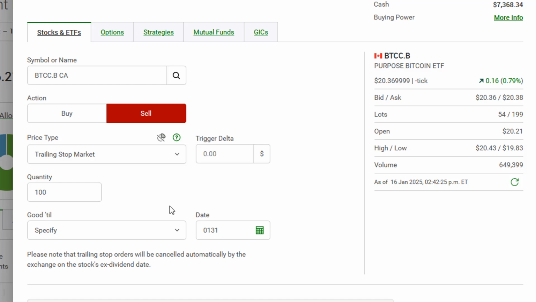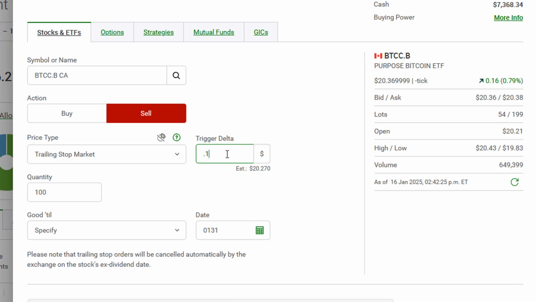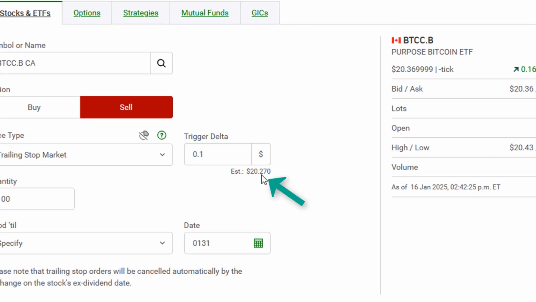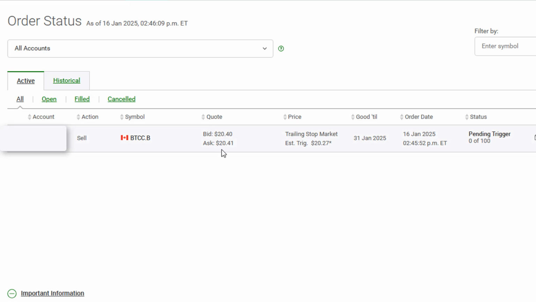TD doesn't let you set an initial stop price. So all you really have is the trigger delta, or the trailing amount. What that means is you still have a stop price. It's just going to be determined by whatever this trailing amount is. So I'll keep it pretty small, like 0.1. It's saying the market right now is at about 20.37 because the trigger price is 20.27. I will preview my order, selling 100 shares with a trailing amount of 10 cents. Okay, so the current price is 20.41, so it's probably gone up a little bit. Right now it's pending. We'll just wait and see what the price does.